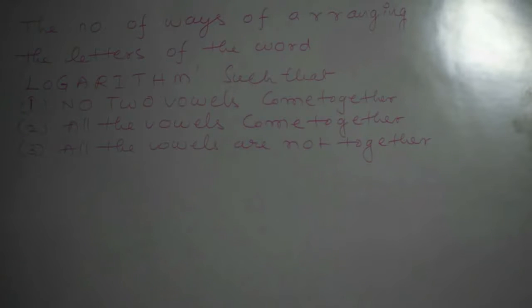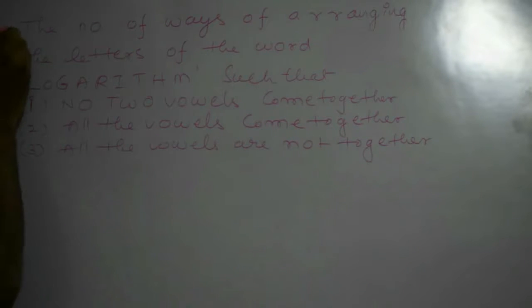Okay, in continuation of the previous classes on permutations and combinations, I explained the permutation definition and two identities in the previous part, and how to solve problems based on permutations. Today I'll discuss some word problems on permutations. Okay, now you see the first problem.